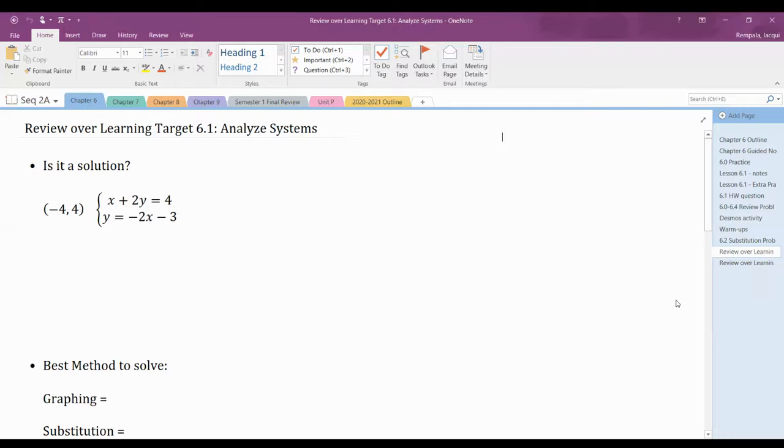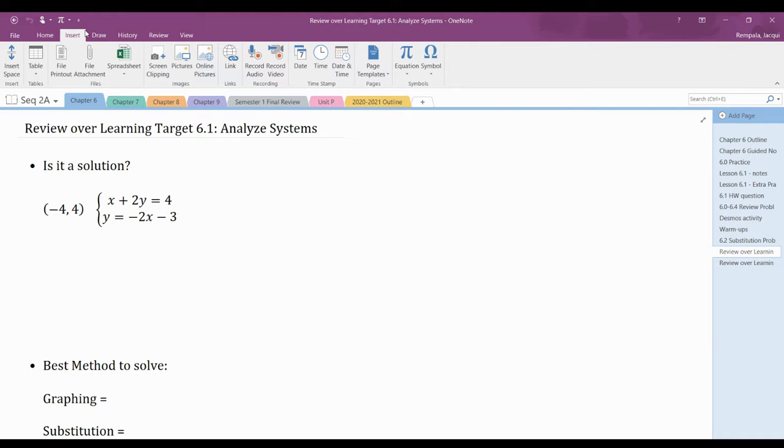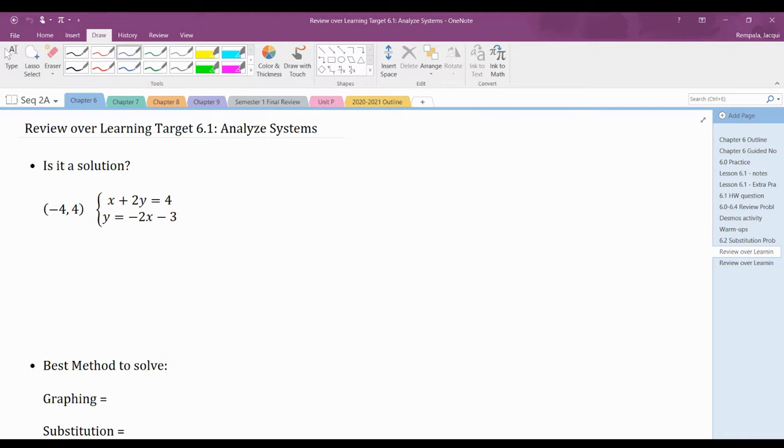Today we're going to review Learning Target 6.1, which is all about analyzing systems. One of the things we are going to be doing when we analyze systems is determine whether or not an ordered pair is a solution. When I ask, is it a solution, I'm giving you an ordered pair. And remember, an ordered pair has x first and y second.